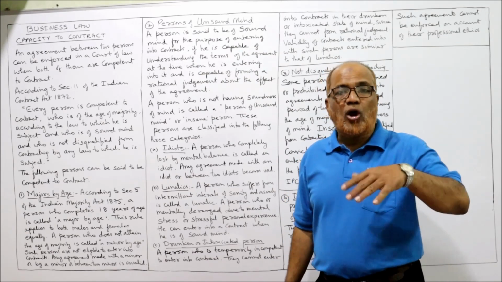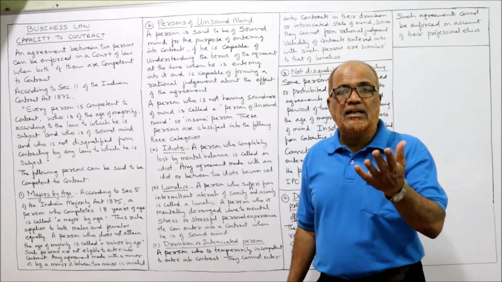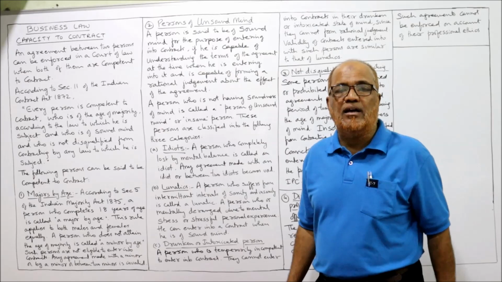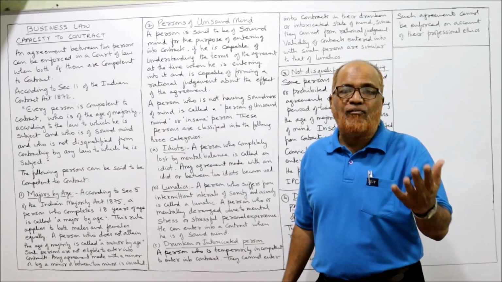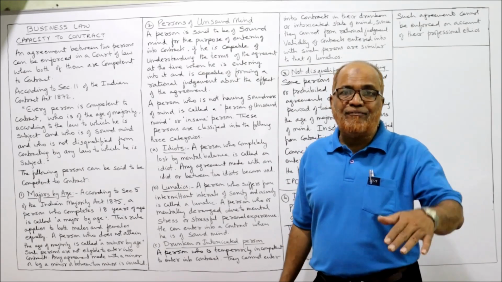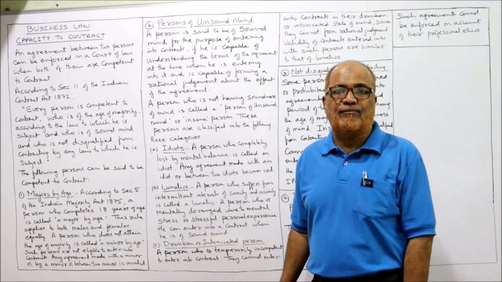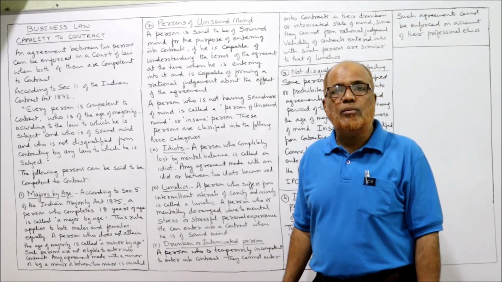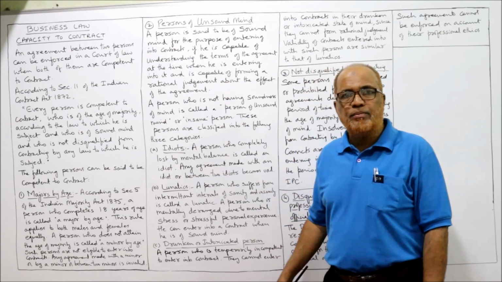If a person cannot understand the terms and conditions, he is incapable of understanding, he cannot make a formal judgment of the effect of that agreement on his life. If he cannot understand it, he is called an unsound person.